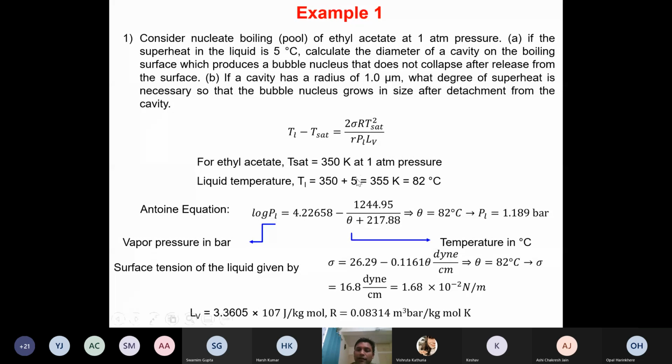Again, the correlation for the surface tension is given. Surface tension is given as 26.29 minus 0.1161 theta, where theta is the temperature in degrees Celsius, and sigma is obtained in units of millinewton per meter. Again, the latent heat of vaporization of ethyl acetate is given as 3.3605 into 10 raised to the power 7.